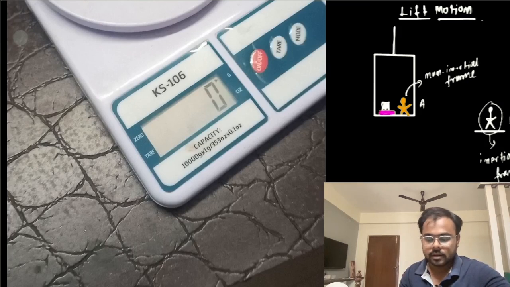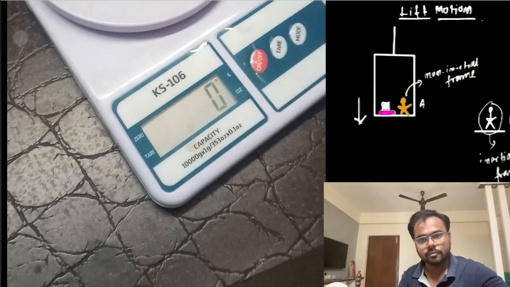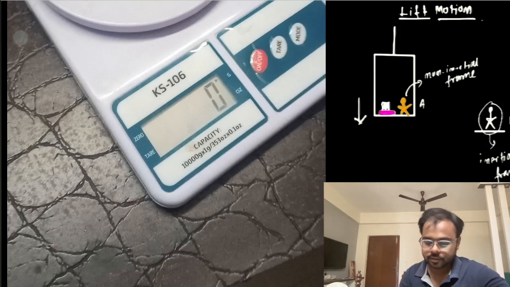Now, whenever the lift starts moving in the downward direction, what exactly is going to happen? We have taken an object here, and the object is placed on a weight machine to see the change in the weight. Now, when the lift has not started its motion, if I talk with respect to person B, whatever I'm drawing is with respect to person B, the inertial frame of reference.